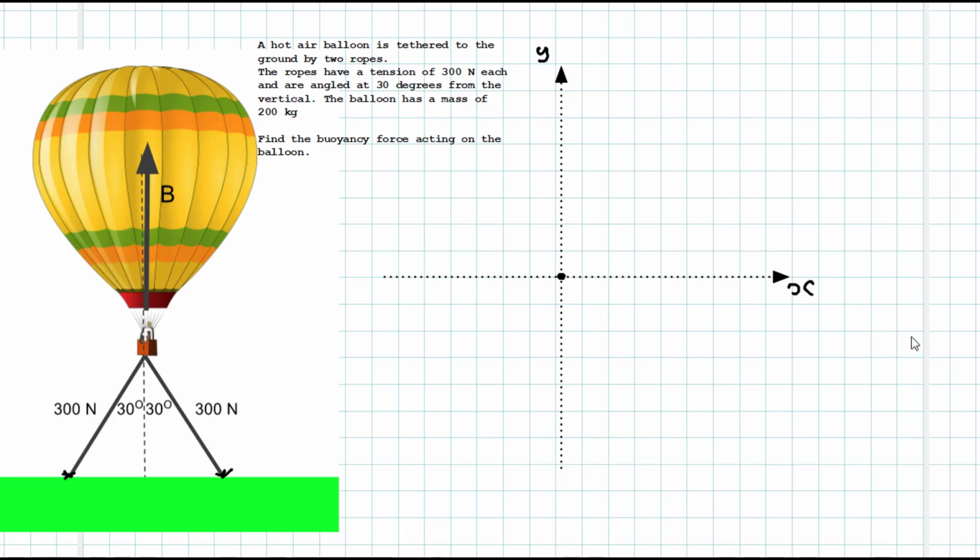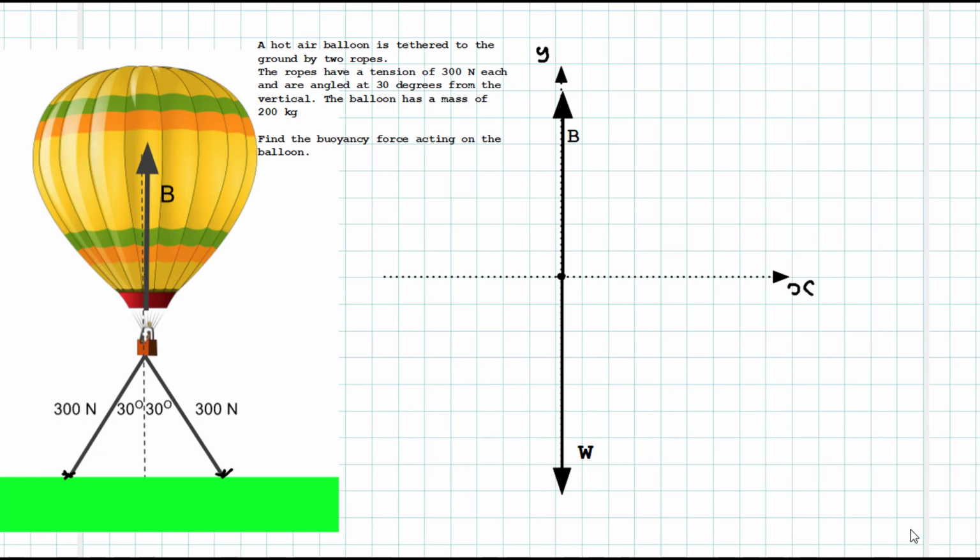And the first force we're going to put in is obviously the buoyancy force, which is the force we've been asked to find. And that's acting straight up like that. The force acting straight down will be the weight of the balloon, which always acts vertically straight down like that. So we see that the buoyancy and the weight force are acting in the y-axis.